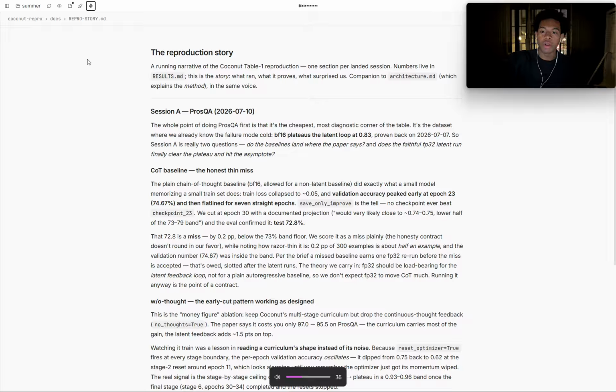I want to go through this reading with you. I want you to read the reproduction story for me, start to finish. Let's go section by section. How does that sound? That sounds like a solid plan. I will read the reproduction story section by section, starting with session A. Let me know when you want to pause and discuss.